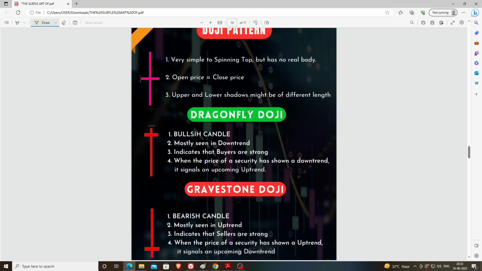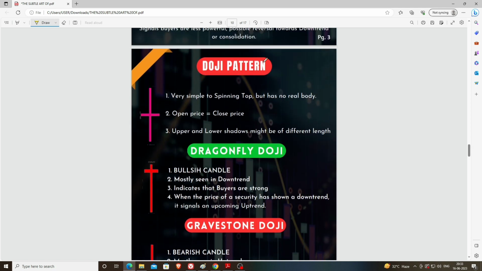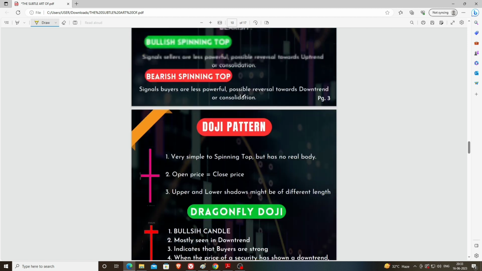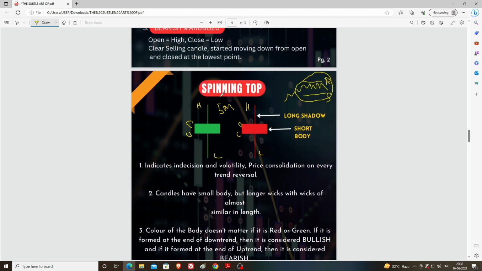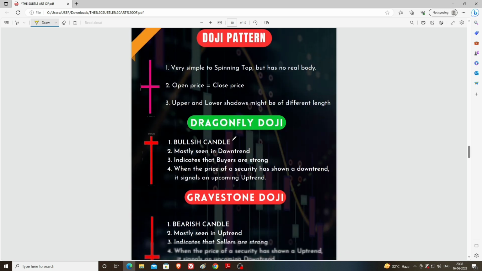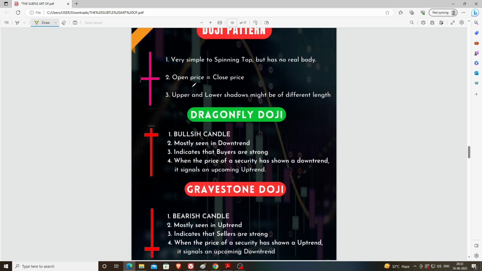Now coming to the next pattern, that is called a doji pattern. What is a doji pattern? Very similar to spinning top, but has no real body. This is the basic difference. See, spinning top, you can see here long wicks and a small body, and for the doji pattern also you can see long wicks and a small body. But what is the difference? It has no real body.